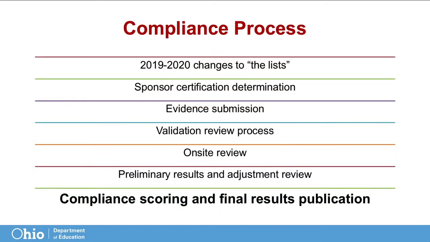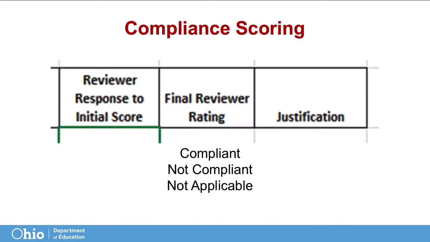Now let's move on to our next section of the compliance training, calculating the compliance score and publishing the final results. For the 2019-2020 evaluation, there are 3 columns used by the vendor for each compliance item on the scoring spreadsheets. The spreadsheet submitted by the sponsor will be expanded to include these columns.